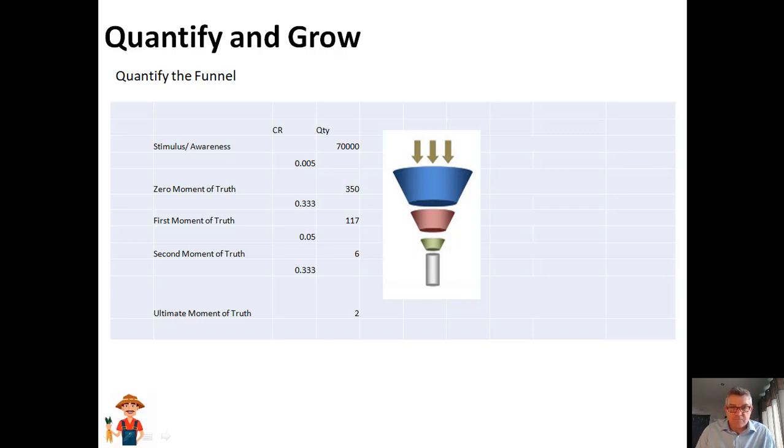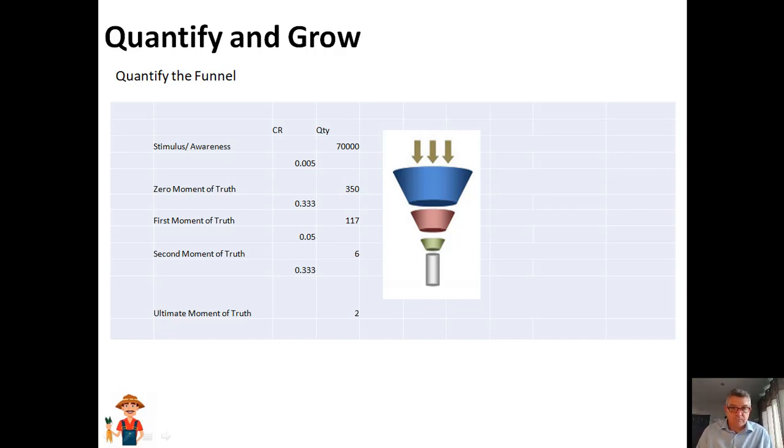that we are addressing, or we are aiming at the customer persona of Debs. And you can see that in that stimulus awareness phase, because we've got 70,000 emails, that's the people who we've made aware of us, we get a 0.5% conversion rate. Of those 70,000 emails that we sent, only 350 clicked through, or whatever that 0 moment of truth is going to be.